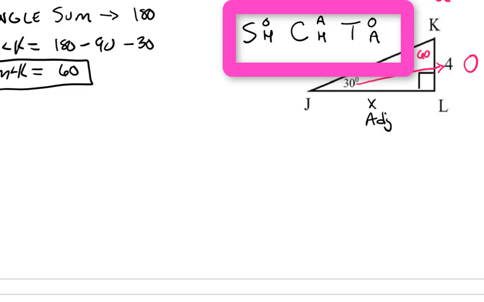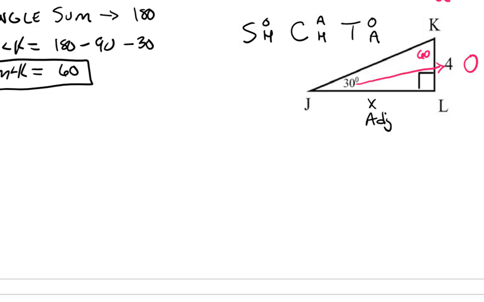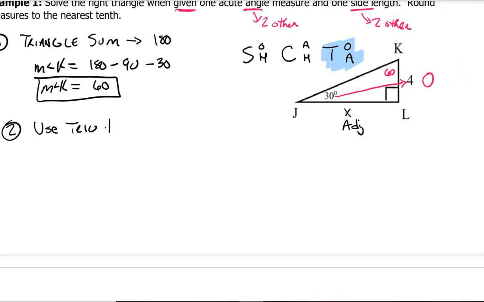So what I want to do is say, I've got opposite and I'm trying to find adjacent. What trig function deals with both of those, opposite and adjacent? And you'll see, that's right, we're talking tangent. So what I'm going to do then is use trigonometry to help me find the length of side JL, or the variable X.